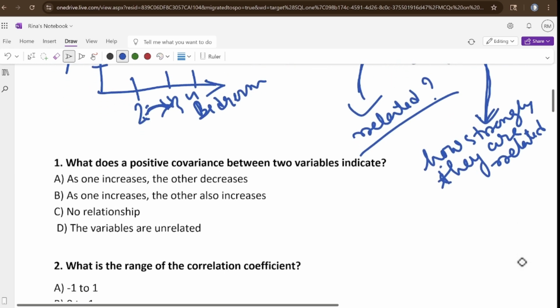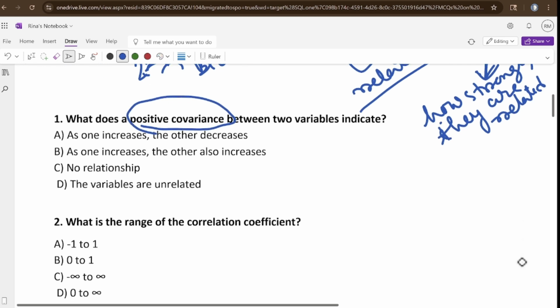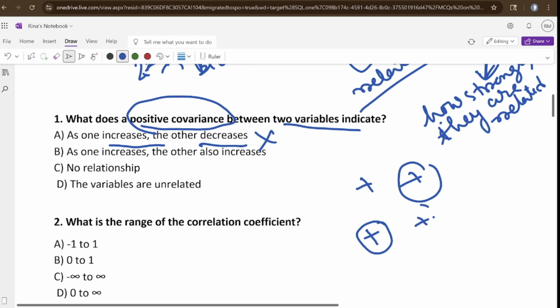Now let's do the MCQs. What does a positive covariance mean? From the name you can understand, between two variables, as one increases, the other decreases? No, positive means if one increases, then the other will also increase. If bedroom increases, price will also increase. If you study for more number of hours, your marks will increase. So if one increases, the other also increases.